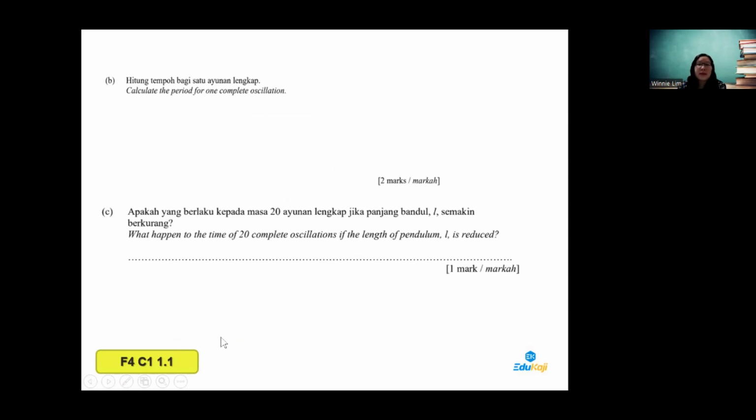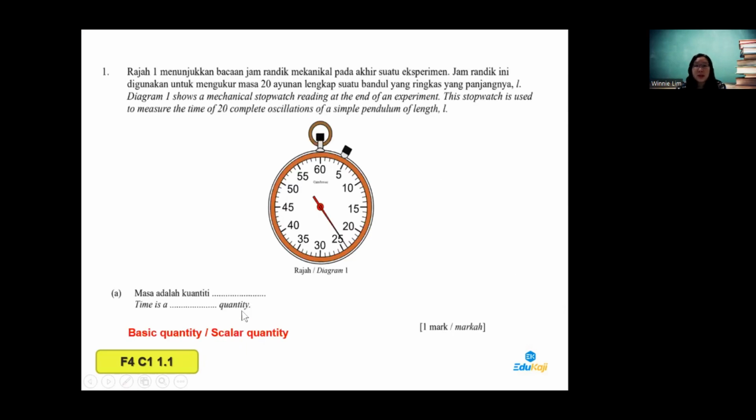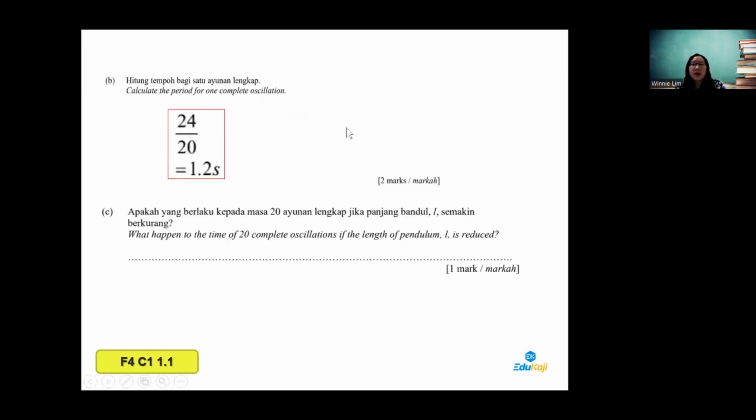Next, calculate the period for one complete oscillation. So you need to know how to read the stopwatch. The time taken here is for how many oscillations? 20 oscillations. For 20 oscillations, the time is reaching 24, right? Because one division is 1 second. Hence, to get the time for one oscillation, you just need to use 24 seconds divided by 20 oscillations. Hence, you will get 1.2 seconds.